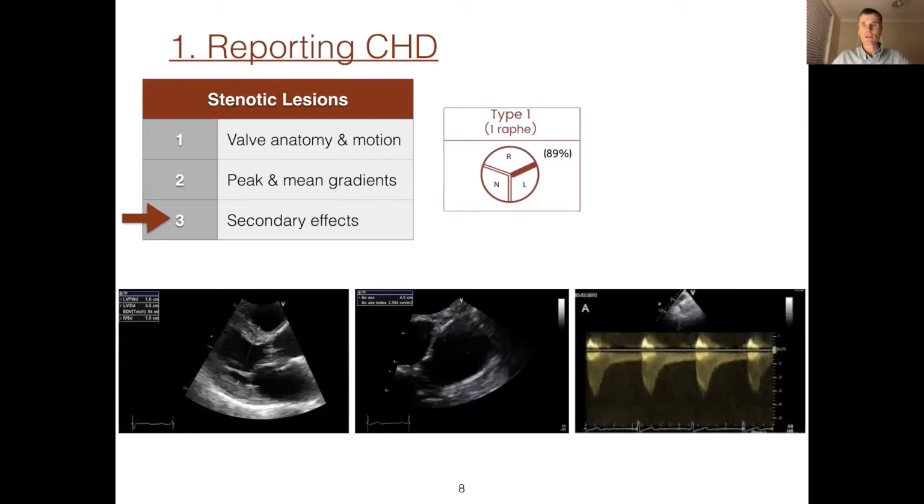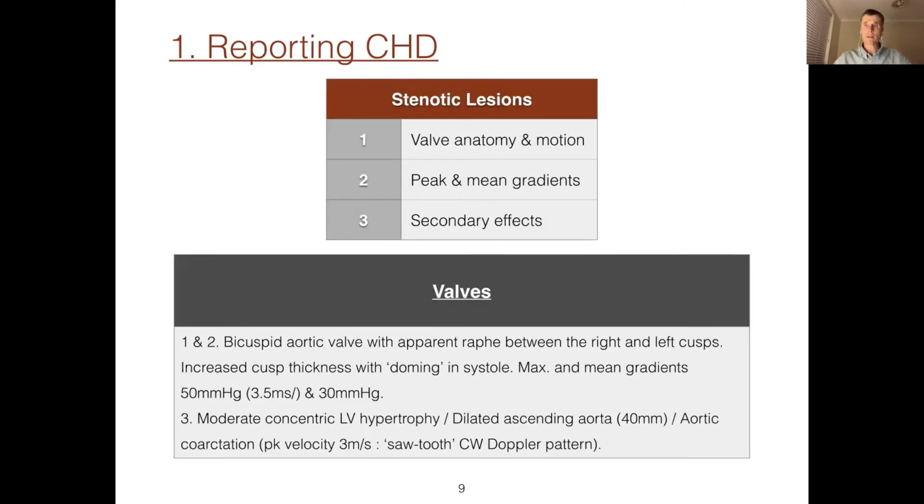So any valvular lesion, if it's significant and there's any length of time related to that lesion, is going to have secondary effects. As Kenny mentioned earlier on, some of those include left ventricular hypertrophy, or more specifically concentric left ventricular hypertrophy, dilatation of the aorta, whether it be at the sinuses or the ascending aorta or both, and coarctation of the aorta. So what might that look like when you can actually come around to writing about that?